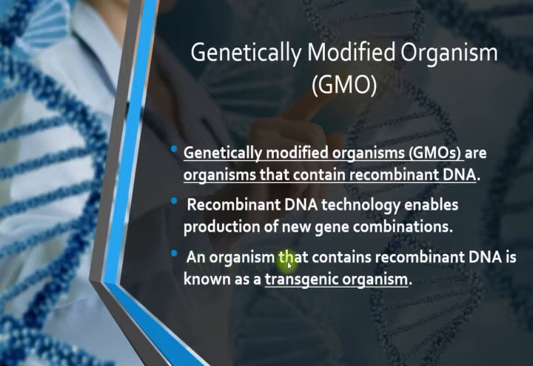So an organism that contains recombinant DNA is known as a transgenic organism. This is a new term for you: transgenic organism refers to an organism that contains recombinant DNA. Or you can say that they are GMO, genetically modified organisms.